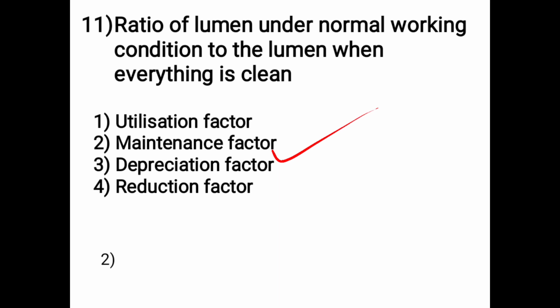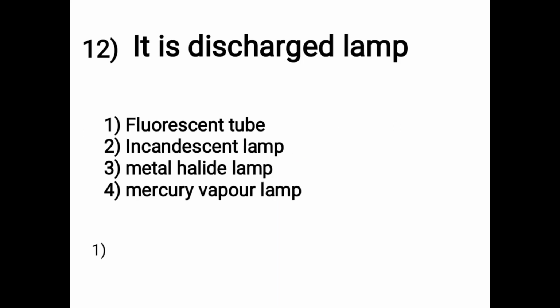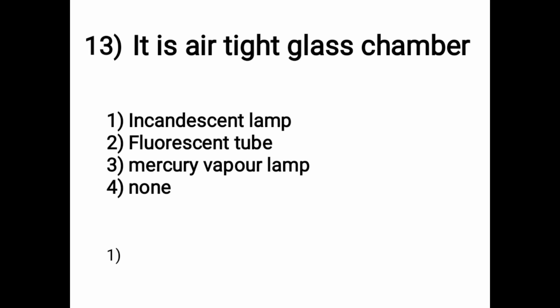Then next is, it is a discharge lamp. Which lamp is a discharge lamp? Fluorescent tube, incandescent lamp, metal halide lamp, or mercury vapor lamp? So our answer is fluorescent tube is a discharge lamp. Then 13 is, it is an airtight glass chamber. Incandescent lamp, fluorescent tube, mercury vapor lamp. Which is an airtight glass chamber? Incandescent lamp is an airtight glass chamber.